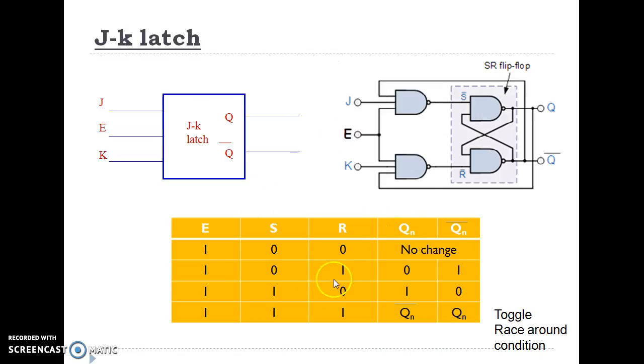Now in case of the JK flip-flop, as we can see, when J is equal to 0 and K is equal to 0, the output remains the same. When J is equal to 0 and K is equal to 1, the output will be reset. When J is 1 and K is equal to 0, we can see the output will be set, and when both J and K are equal to 1, the output toggles.